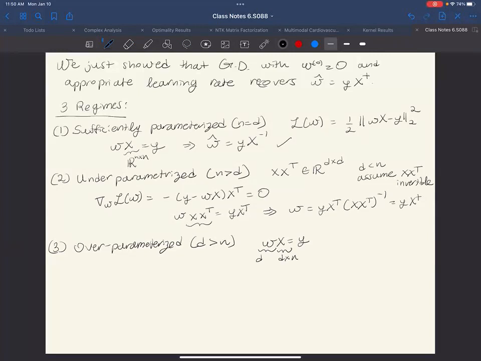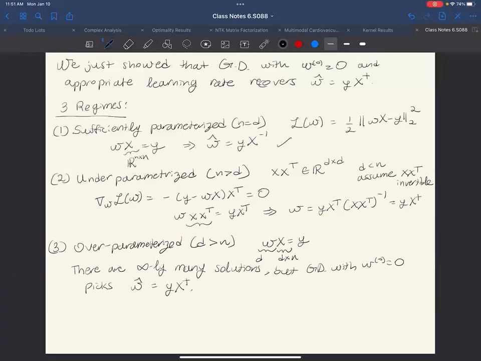In the problem set, if you initialize w naught to be another vector, gradient descent will converge to another solution, which can be decomposed in terms of the minimum norm solution and an orthogonal component. But everything is also made explicit, so we can exactly figure out what solution we converge to. And what does this exactly look like as a picture? So right now, what we've shown is there are infinitely many solutions, but GD with w naught equals 0 picks w hat equals YX dagger.